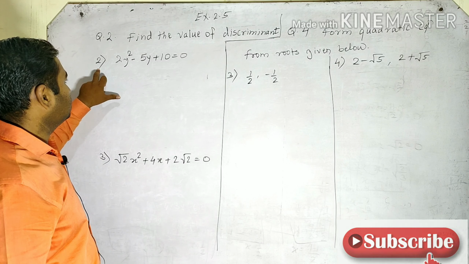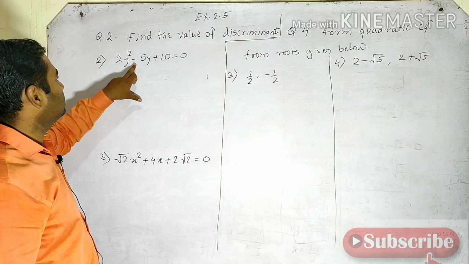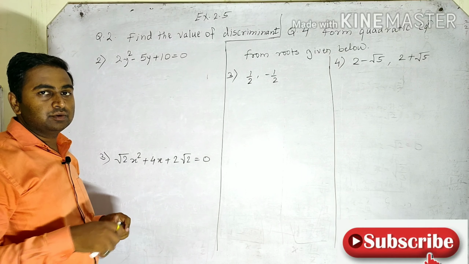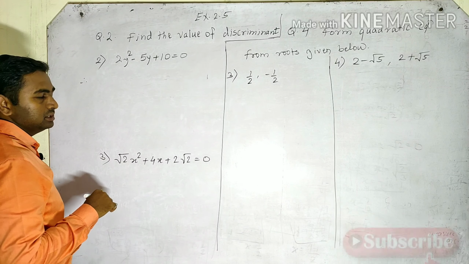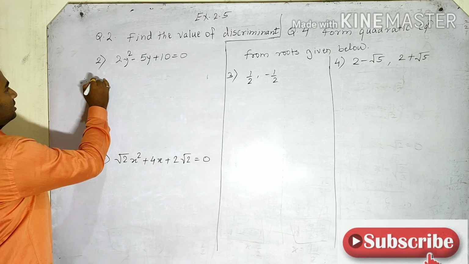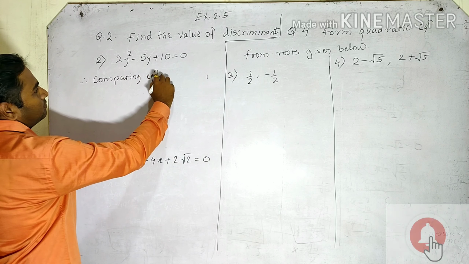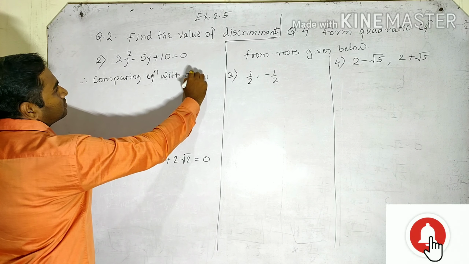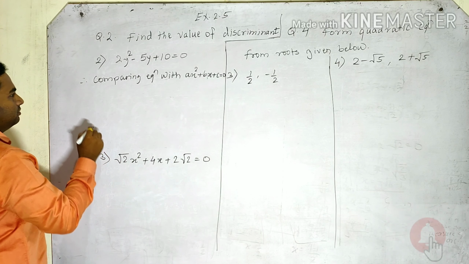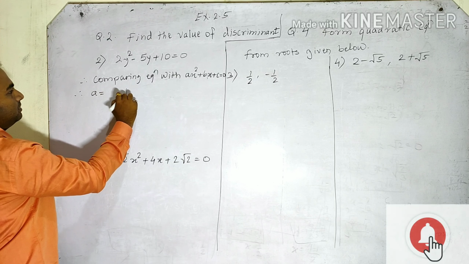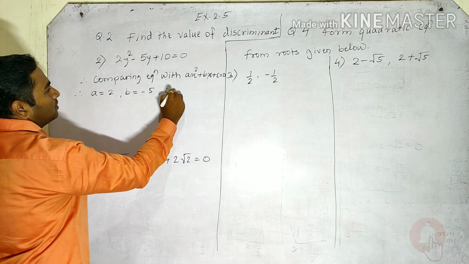फर्स्ट एक्झाम्पल मी घेतलेलं आहे क्वेश्चन नंबर 2 मधलं सेकंड एक्झाम्पल, आणि ते आहे 2y square minus 5y plus 10 is equal to 0. Okay, so in this example we see that first we have to compare this equation with ax square plus bx plus c is equal to 0. So if we compare this equation, then we get the a, b and c's value. So a is 2, b is equal to minus 5, c is equal to 10.